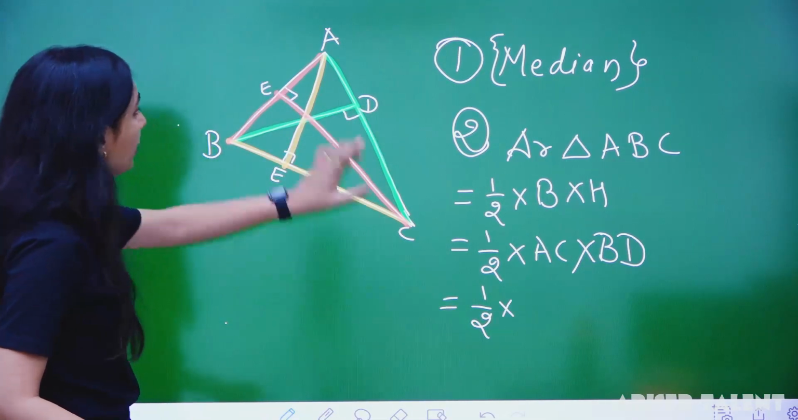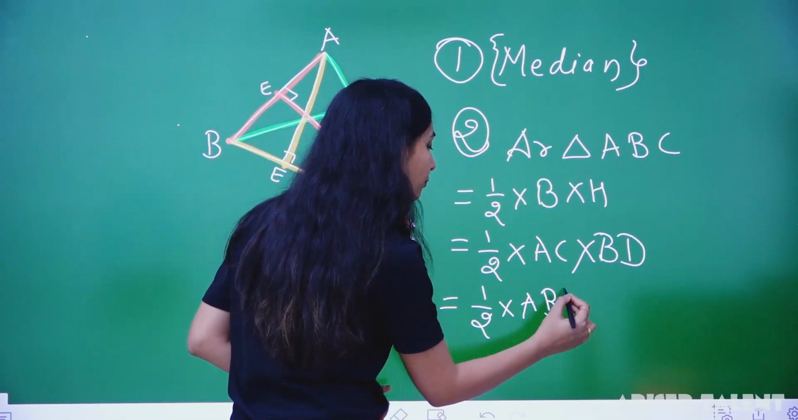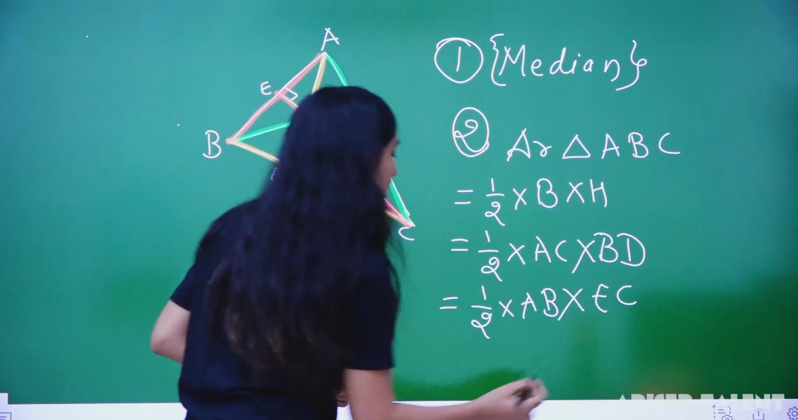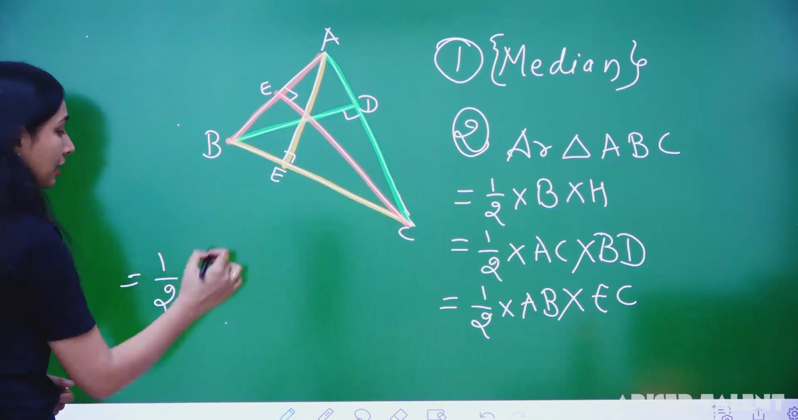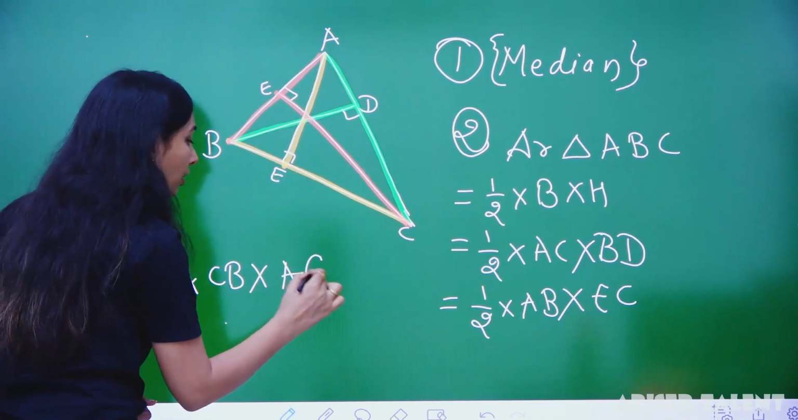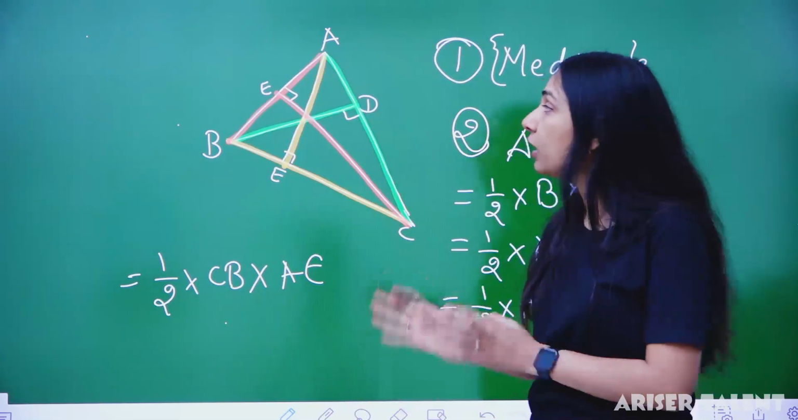Now, AC is completed, I'll be talking about AB. In that case, we are going to have this altitude EC. Similarly, that will also be equal to half multiplied by CB this time, and the altitude will be AE. So this is how you will be finding the area of a triangle.